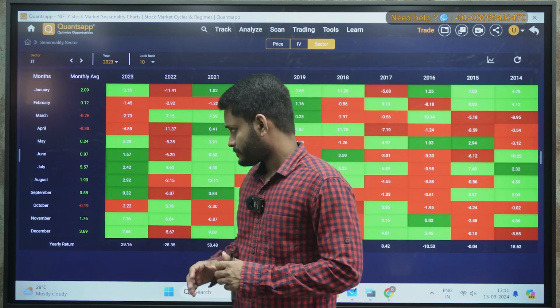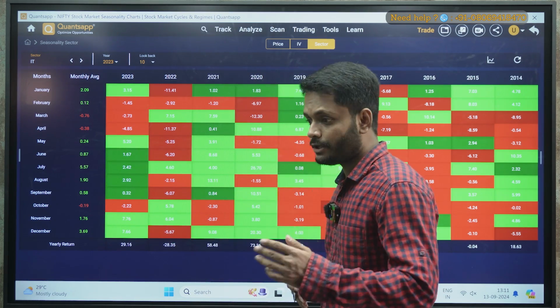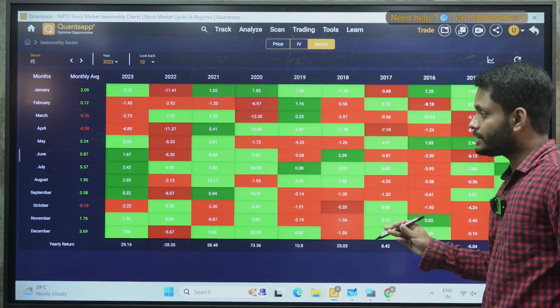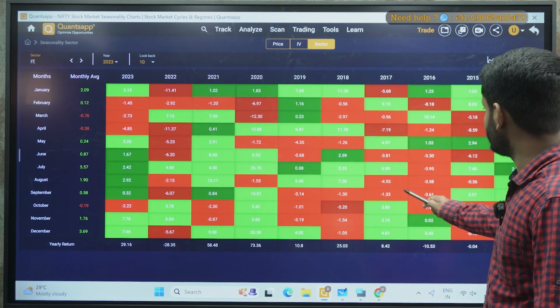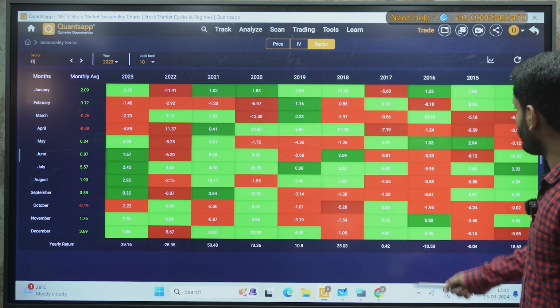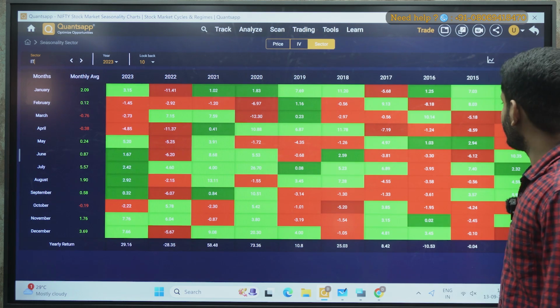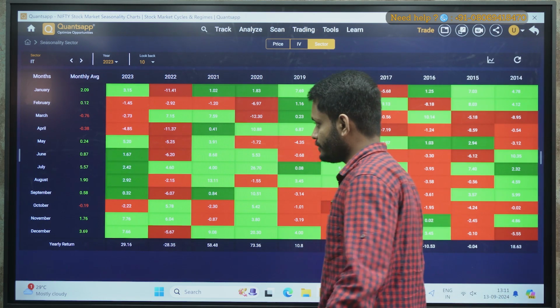So if your horizon is longer, first you need to check, because at the end of the day this is an average of all the 10 years. So there might be some years where pharma didn't perform. If you see in 2016, pharma didn't perform at all. It delivered negative returns of approximately 4%.